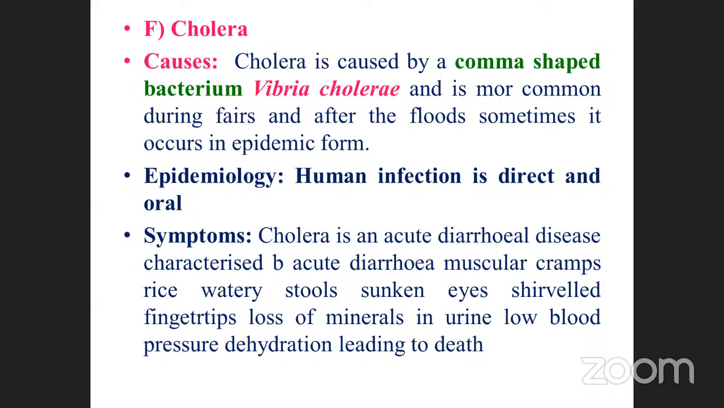Cholera is an acute diarrheal disease. Your stomach is upset, characterized by acute diarrhea, muscular cramps, rice-watery stools, sunken eyes, shriveled fingertips, loss of minerals in urine, low blood pressure, dehydration, and severe cases can lead to death.